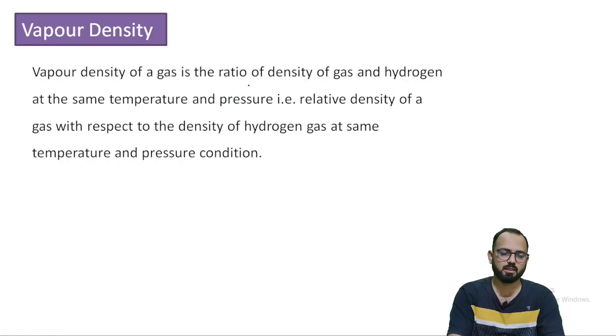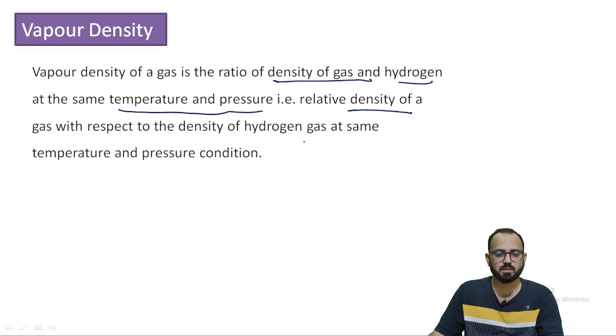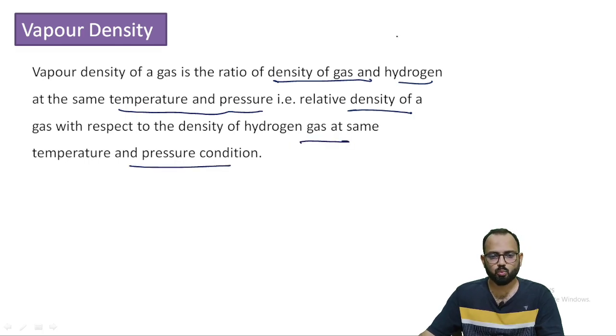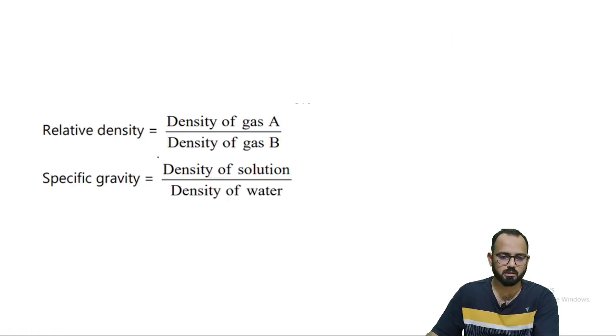Now we'll talk about vapor density. What is vapor density? Vapor density of a gas is the ratio of density of gas and hydrogen at the same temperature and pressure. That is, the relative density of the gas with respect to the density of hydrogen at the same temperature and pressure. So vapor density is nothing but the density of gas by density of hydrogen at the same temperature and pressure. This is very important.